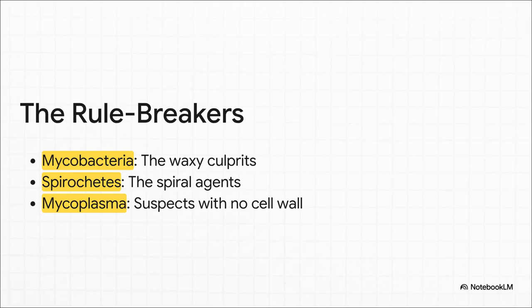First, you've got the waxy mycobacteria, which wear this kind of biological armor. Then there are the super thin, spiral-shaped spirochetes that are just too stealthy to see easily. And finally, mycoplasma, the ultimate ghost suspect, which doesn't even have a cell wall, the very thing our main test is designed to look for.